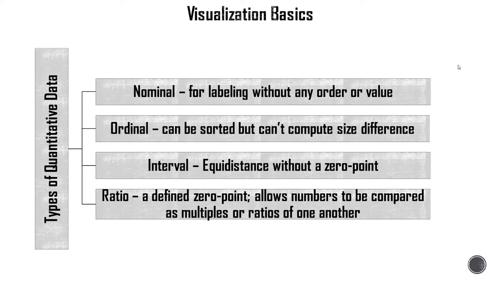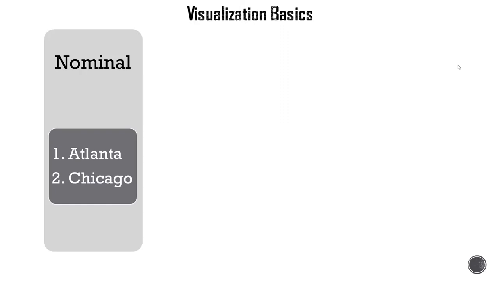So let's look at some examples. Assume you're comparing weather between two cities, Atlanta and Chicago. The names Atlanta and Chicago are just labels, and that is why they're considered nominal data. Even though I have assigned numbers 1 and 2, the number itself has no meaning when it comes to nominal data.